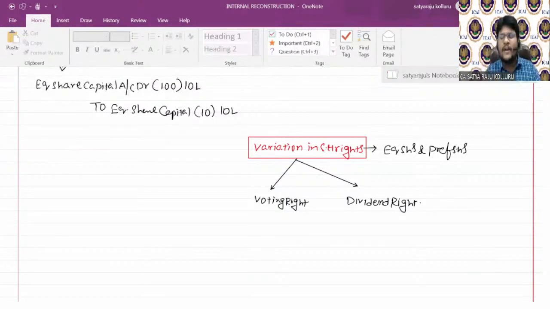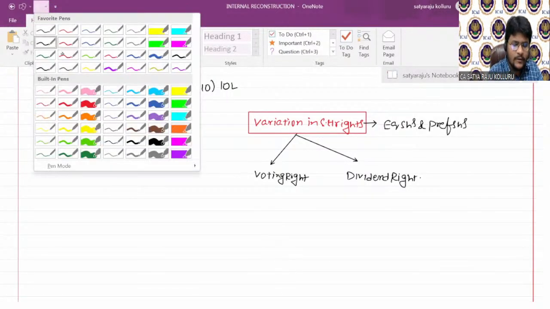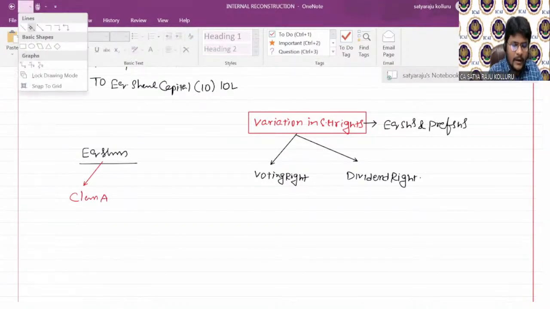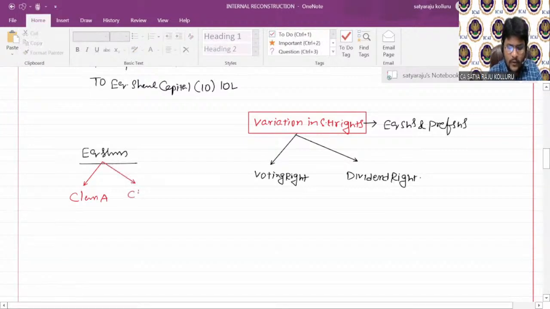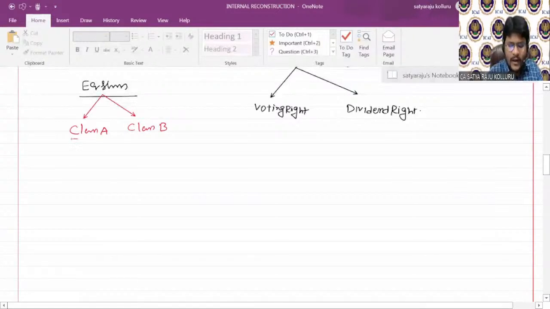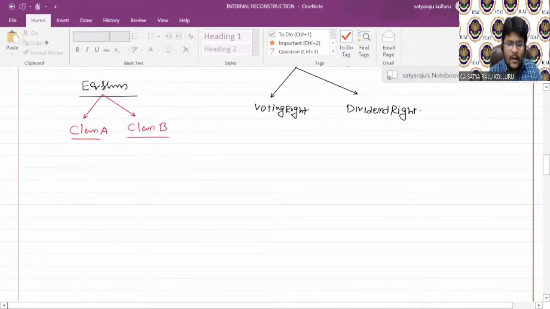Difference in rights of the equity shareholders. Differential equity shareholders means, please all of you concentrate. Maybe in my company, there is a possibility of having more than one class of equity shareholders. More than one class of equity shareholders means maybe class A equity shareholders will exist and class B equity shareholders will also exist. Sir, what is the difference? What is the difference between class A equity shareholders and class B equity shareholders? The difference may be with respect to voting right.